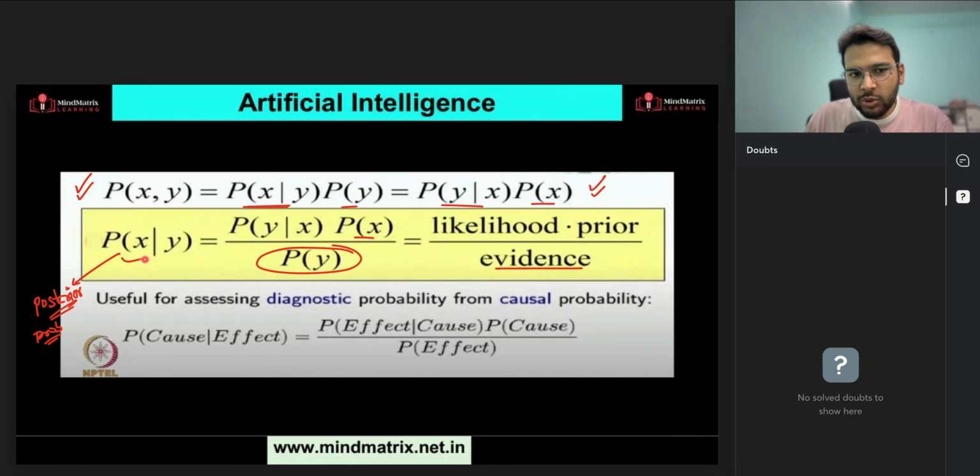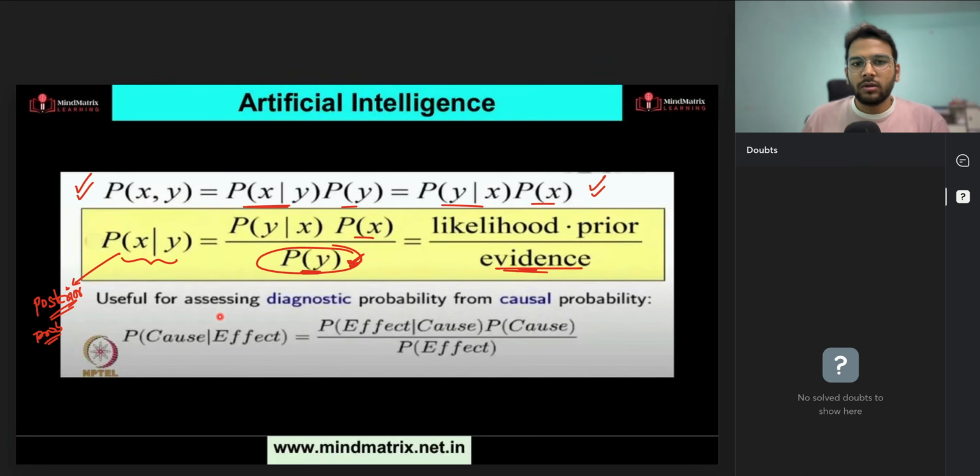If you consider this one, probability of x given y, can I say this probability of y is evidence? Yes or no? Do you agree? That means this has already happened. And actually when I say evidence, it is nothing but the total probability, right? Or sometimes we can also say marginal likelihood. In some books you will see marginal likelihood, or evidence you can simply say.